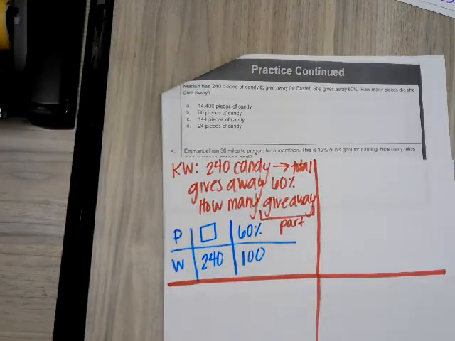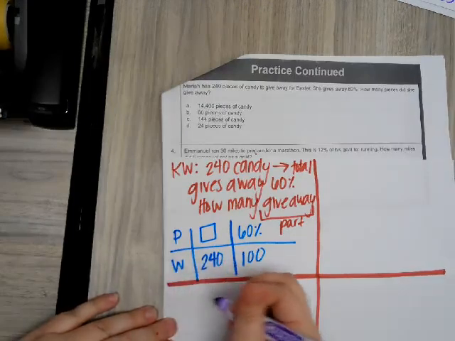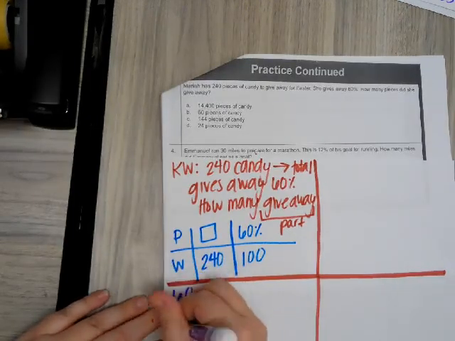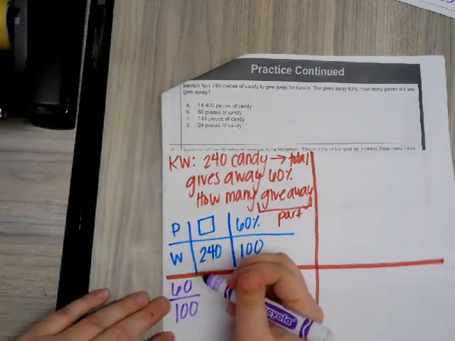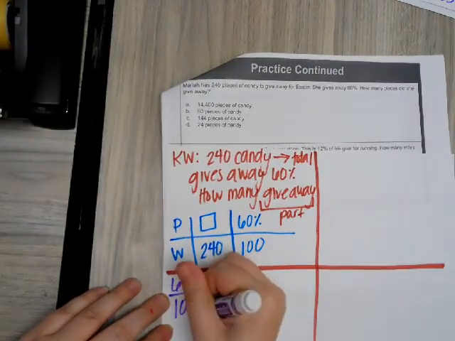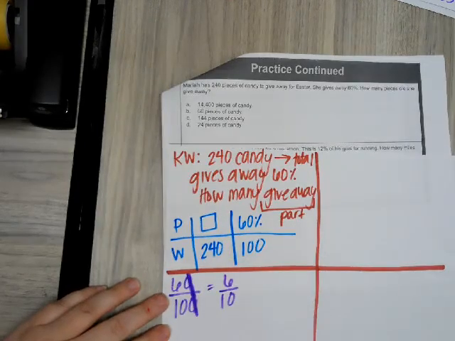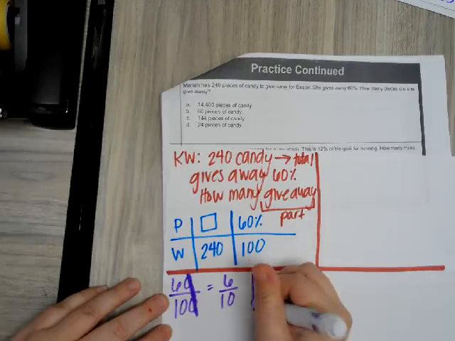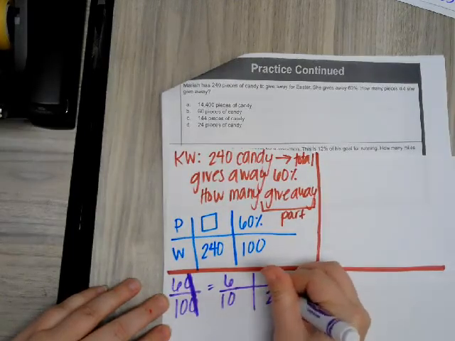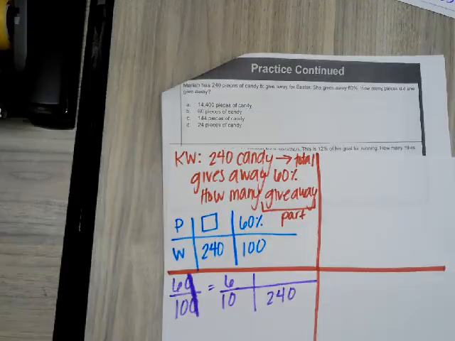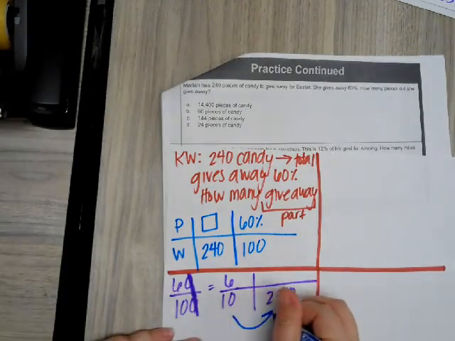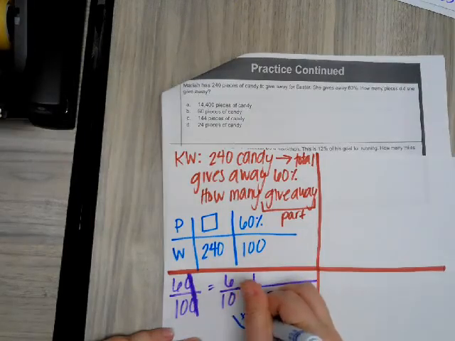So we're going to do what Ms. Harkins likes to do, and I like to simplify. So if I had 60 over 100, I can take away a 0 and simplify that by 10. So now I have 6 over 10. Now if I try to get from 10 to 240, can I do that? Yes, I can, absolutely. I can multiply by 24 to get to 240. So whatever I do to the bottom, I have to do to the top.